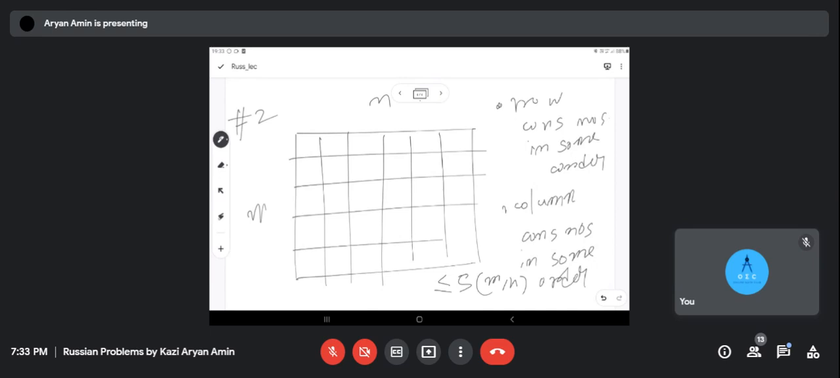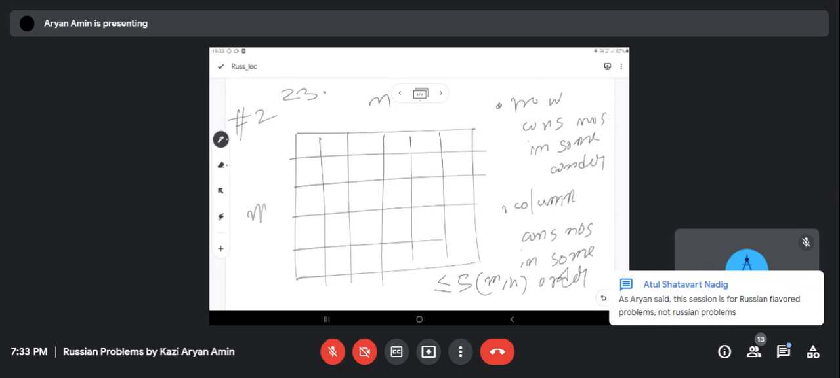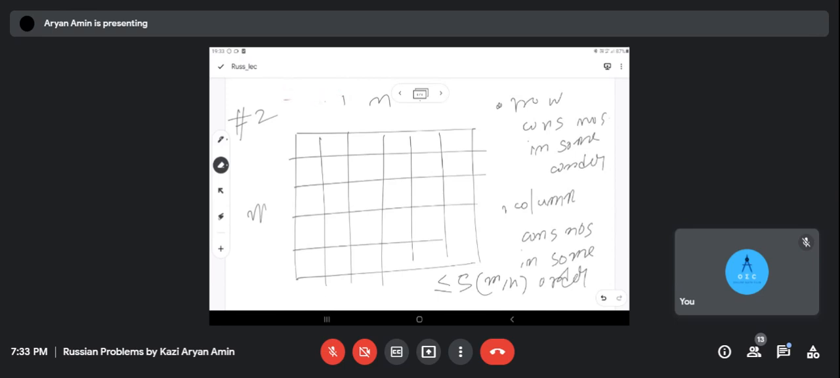Please repeat. Okay, so you are filling up cells of an m cross n board with numbers, right? The condition is that every row must have consecutive numbers in some order. So you can have something like 2, 3, 1, 4. That's eligible to be written in some row, right? And in every column also you need to have consecutive numbers in some order.